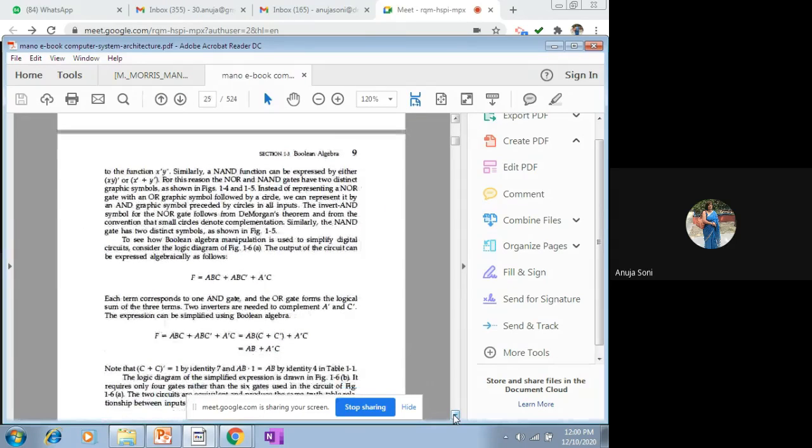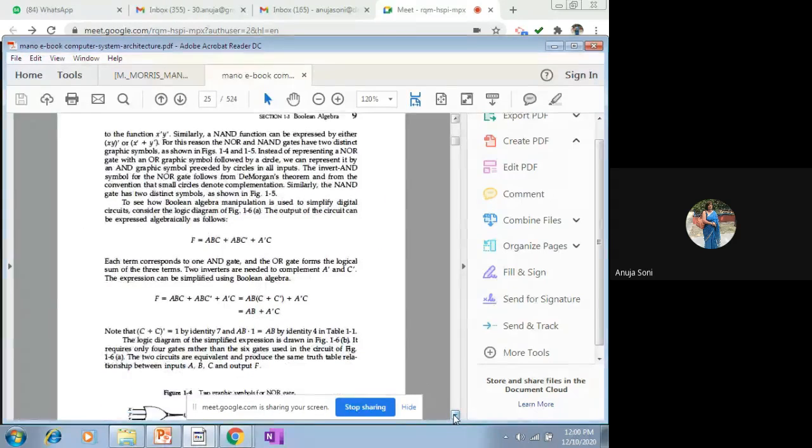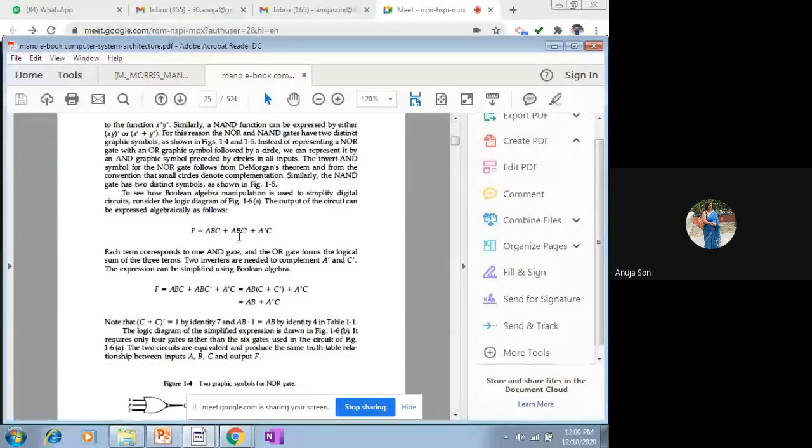We have one more example here. F will be equal to ABC plus ABC dash plus A dash C. By observation, we have to see how to reduce this Boolean expression. If we observe it, we will see that AB is common in the first two sub-expressions. So AB can be taken common.